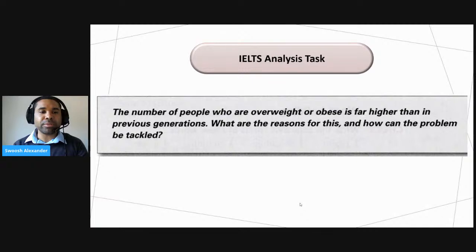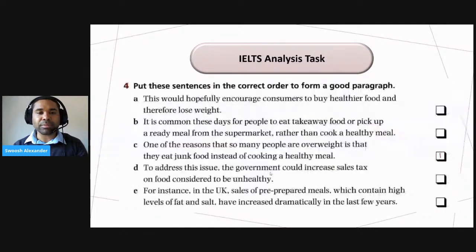So this is the question. The number of people who are overweight or obese is far higher than in previous generations. What are the reasons for this, and how can the problem be tackled? So here are the sentences.